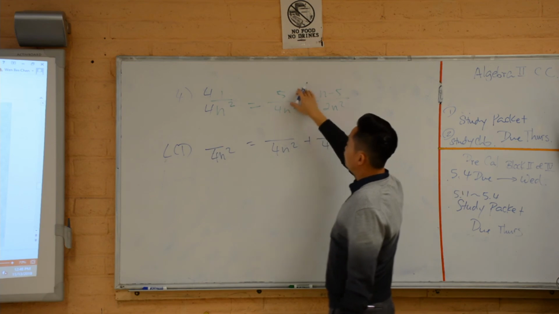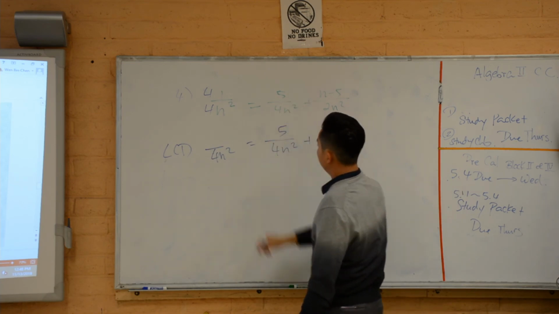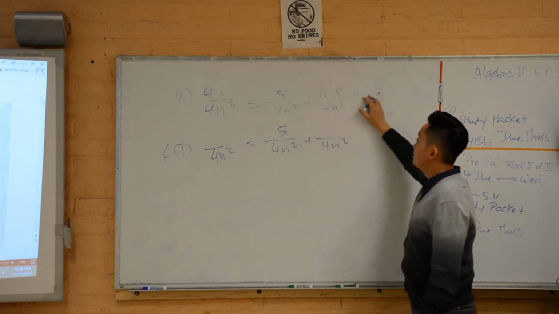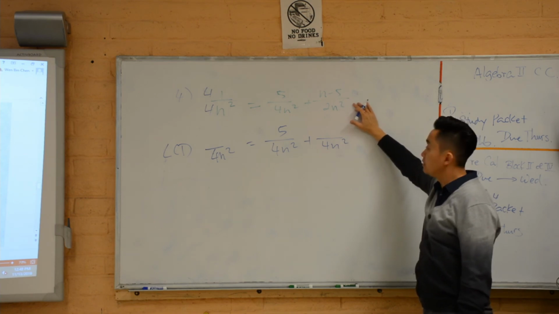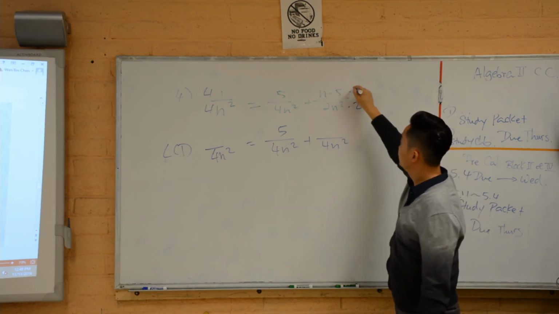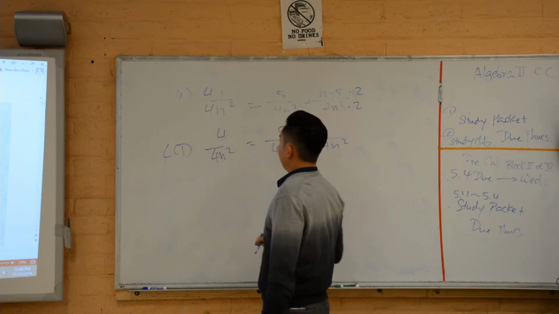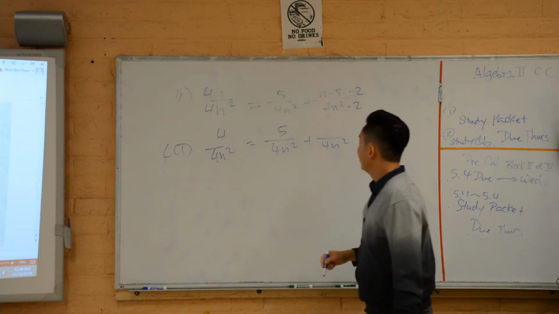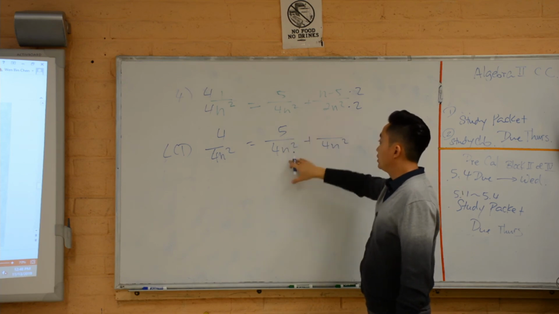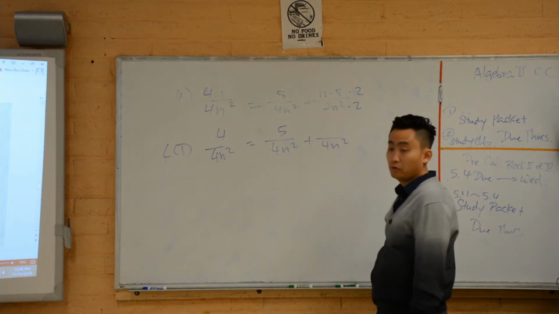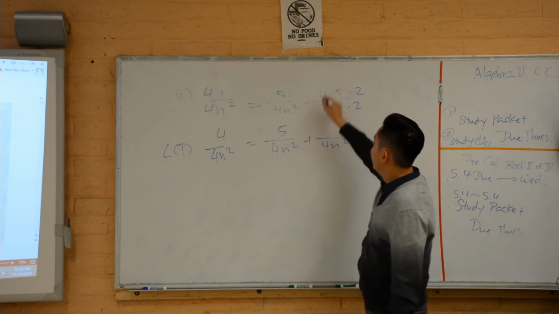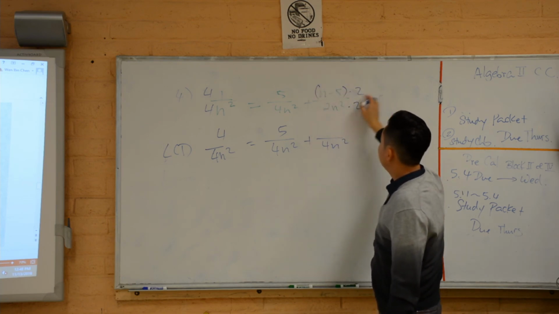Well, this one is already given, so it's 5. Simply bring it down. And then the third one, we got 2n squared, so multiply by 2, top and bottom. So back to the left-hand side, we got 4 over 4n squared. And then on the right-hand side of the equation, we got 5 over 4n squared. And then the binomial multiplied by the constant, so we do have 2n minus 10.